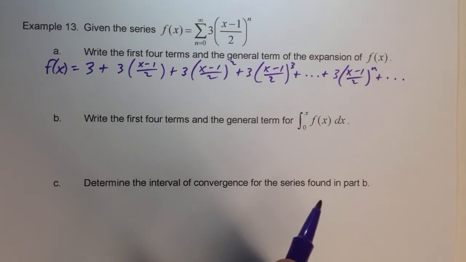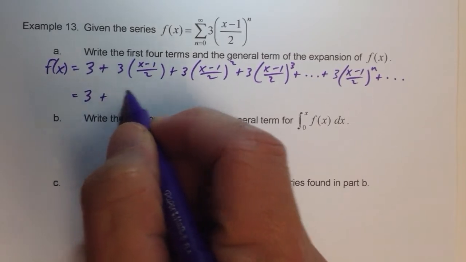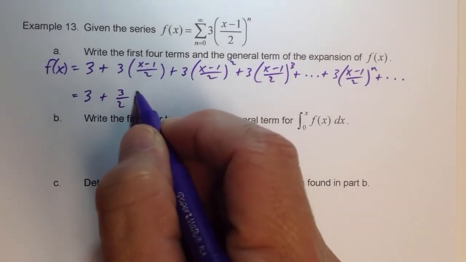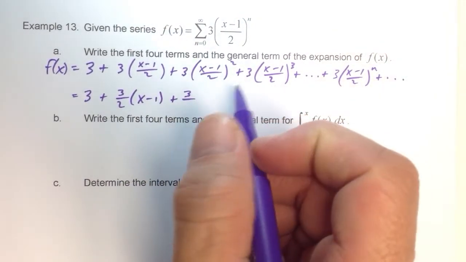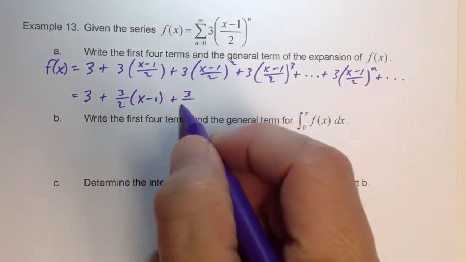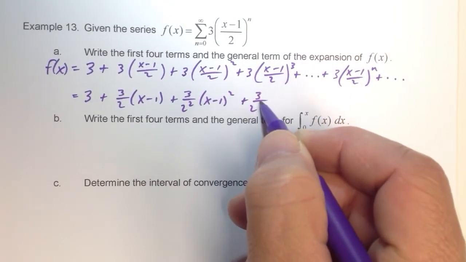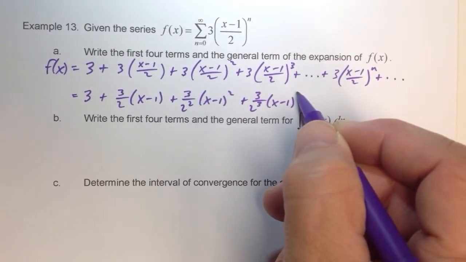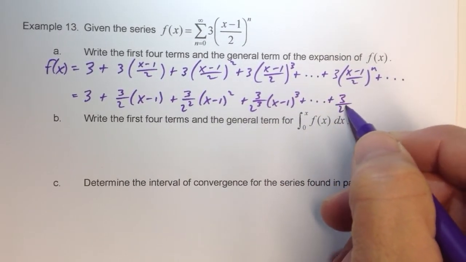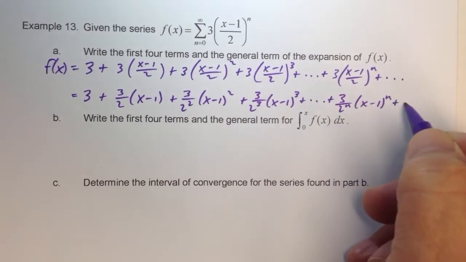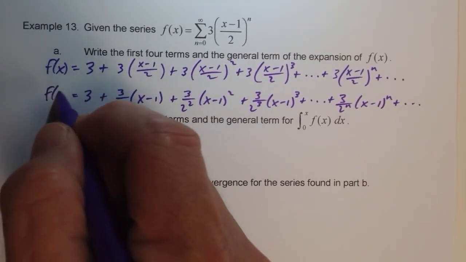So let's see, what would make it easier to integrate? If we wrote it like this: 3 plus 3 halves times (x minus 1) plus 3 over, I hesitate here. Could I write 2 squared? I should probably do that. 3 over 2 squared times (x minus 1) squared plus, because I like to keep the pattern, that way it's easier to get that nth term, (x minus 1) cubed plus dot dot dot plus 3 over 2 to the n times (x minus 1) to the n. Okay, so now integrating both sides.